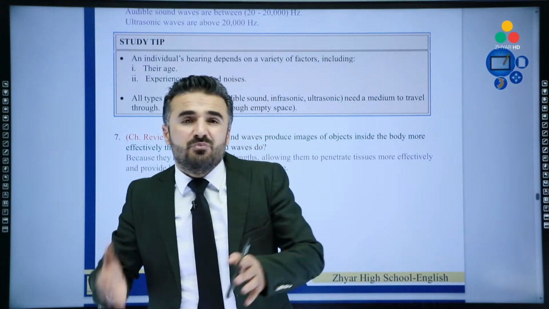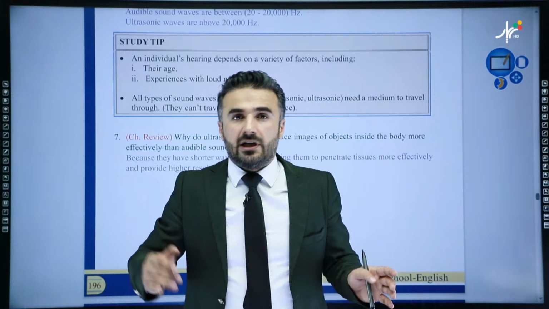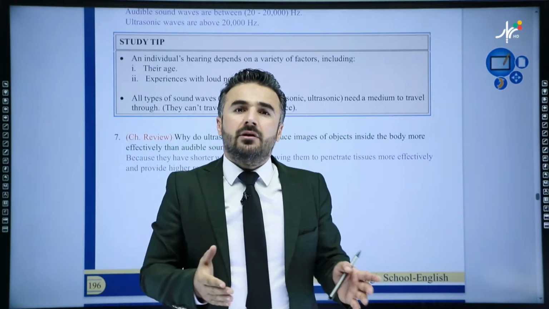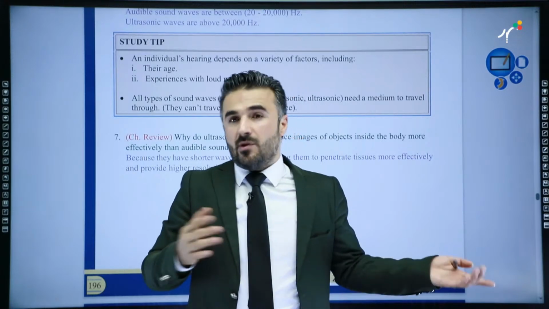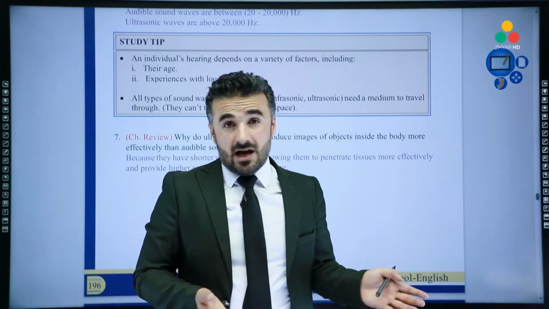So of course, our ability to hear sounds with higher frequencies will go lower. In other words, as we grow older, our hearing ability will be less and less. You might say, but if that is the case, then why do we say from 20 to 20,000 hertz?